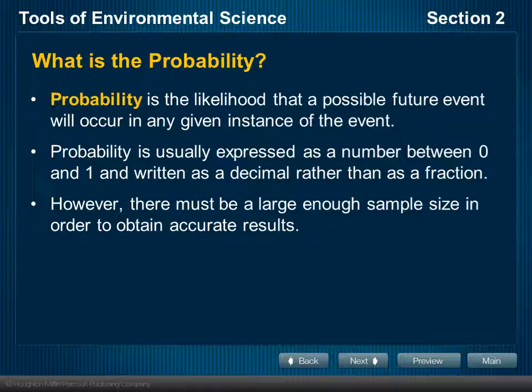But in order to get probability, and this goes back to how we do our experiment, you have to have a large enough sample size in order to have what we consider valid results. So if you have three guys that you're testing in your height experiment, or three samples, that's not enough to come up with a probability or have what we consider viable results. So you have to have enough samples in your experiment.